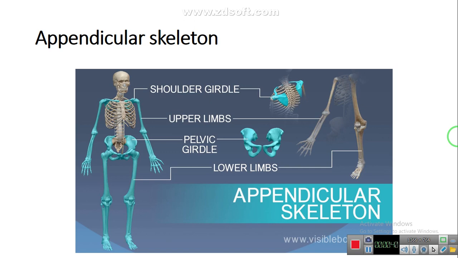The appendicular skeleton consists of the bones of the shoulder girdle, upper limbs, pelvic girdle, and the lower limbs. Here you can see the blue part representing the appendicular skeleton in this diagram.